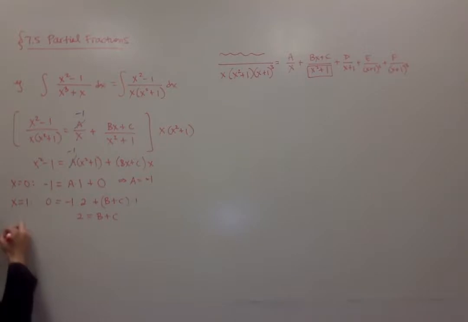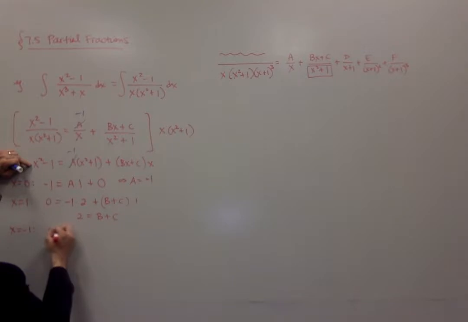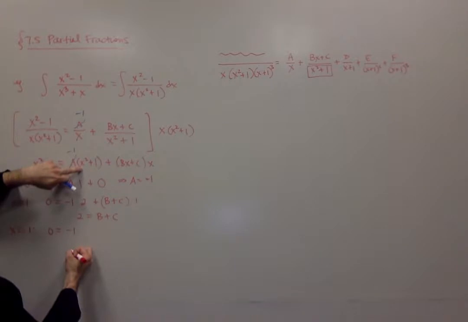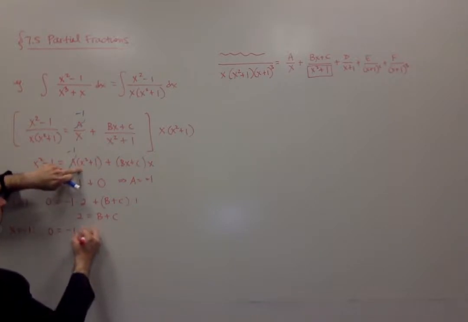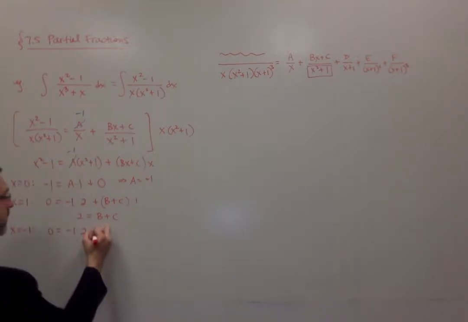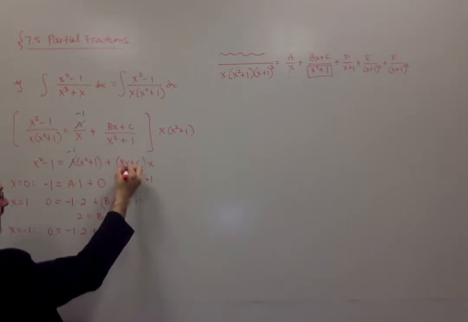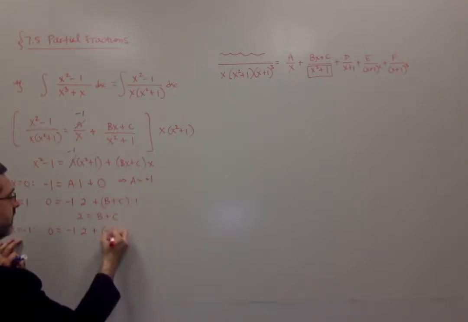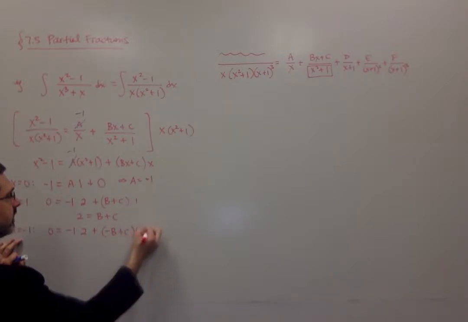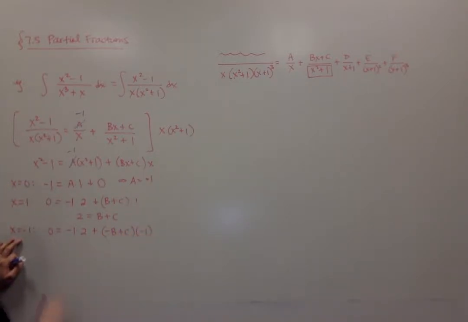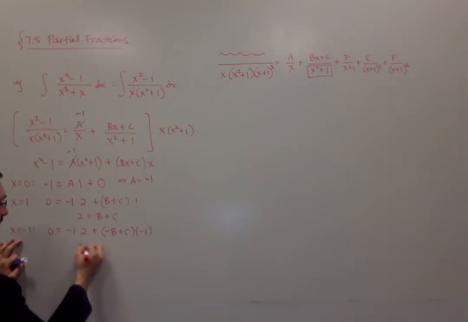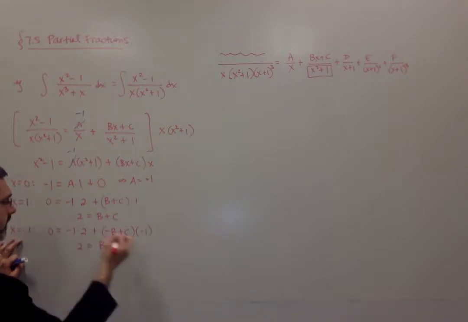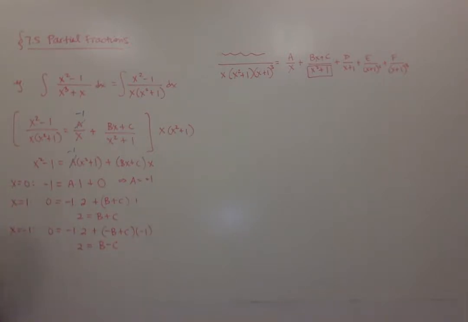All right? Let's plug in x equals negative 1 now. If I do that, I again get 0 here. Negative 1 times negative 1 squared is 1 plus 1 is 2. So again, I get negative 1 times 2. Plus, and now when x is negative 1, I get negative B plus C times negative 1. So in other words, if I put that 2 again on the other side, negative 1 times negative B is B minus C is 2.